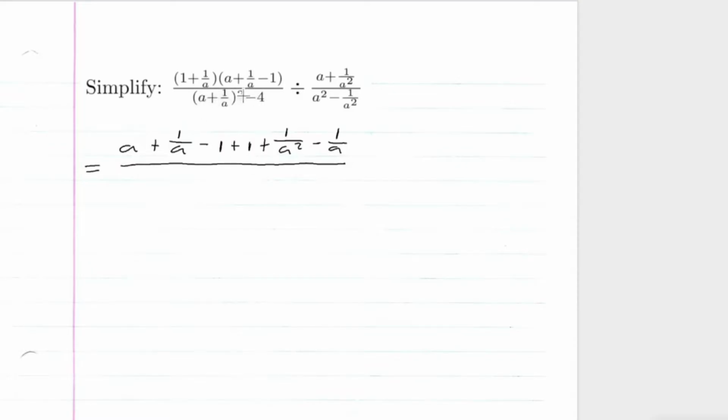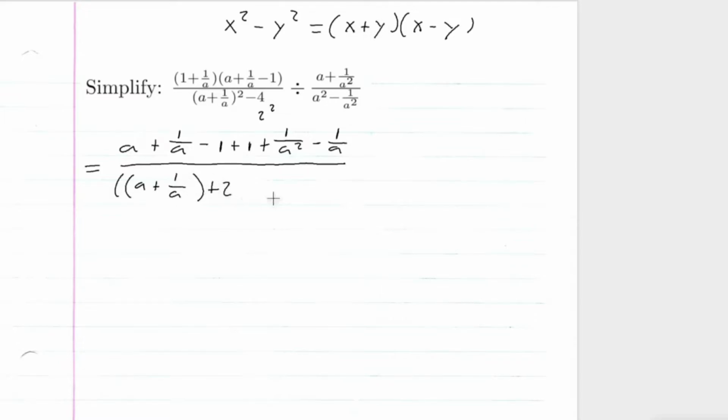So hopefully you can see this is a difference of squares. Remember, when we have x squared minus y squared, that's equal to x plus y times x minus y. And of course, hopefully you can see that x is a plus 1 over a. But my y, notice I can rewrite 4 as 2 squared, right? So my y in this case is going to be 2. So my x is a plus 1 over a, and then it'll be my y, which is plus 2, and then a plus 1 over a minus 2.